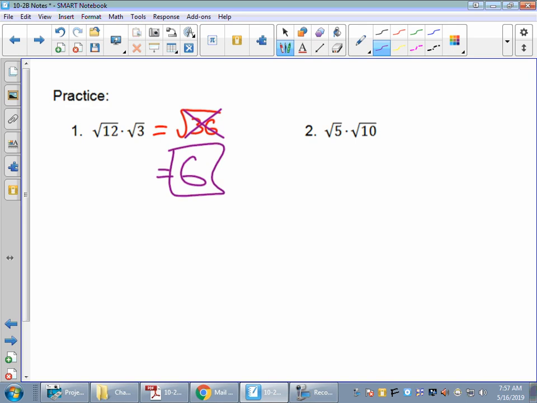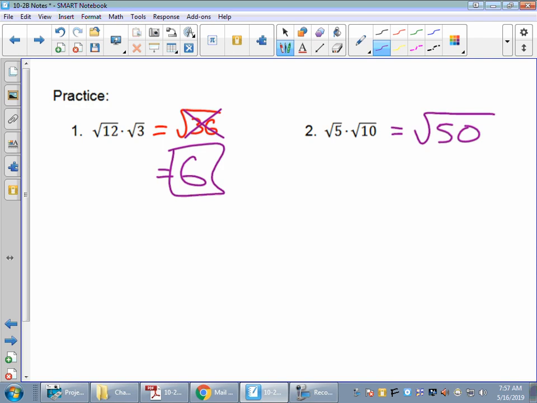How about one that's not a perfect square? Let's check number 2 over here: the square root of 5 times the square root of 10. We could multiply those to make the square root of 50, and then we have to break that one down. Remember, we're looking for perfect square factors. When we're looking for these factors, we don't care about any other numbers except the ones we had on our chart from our notes yesterday.